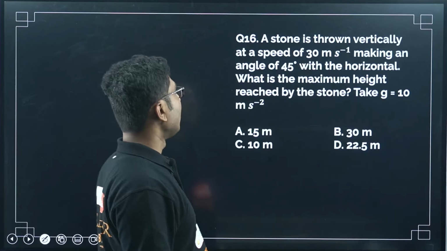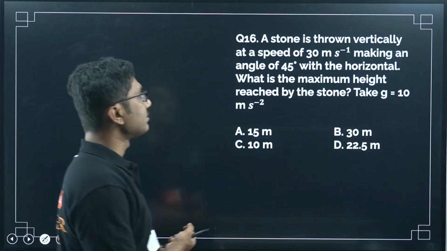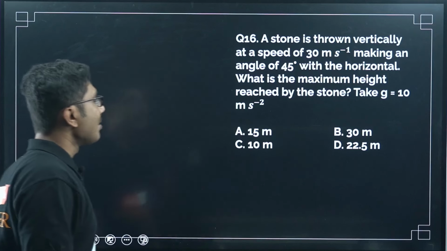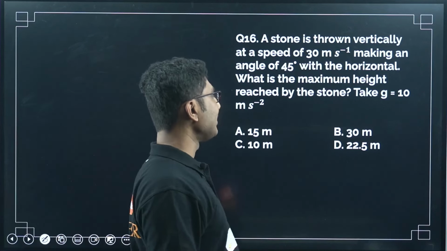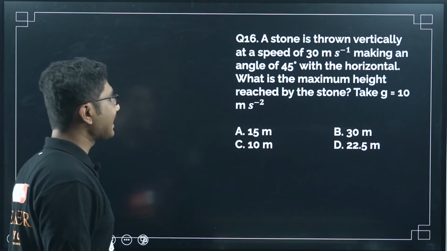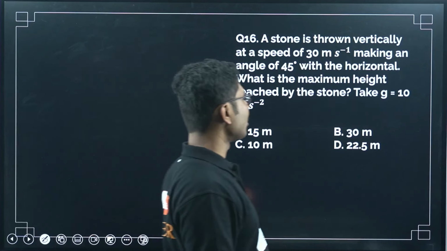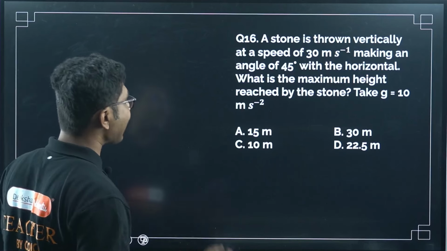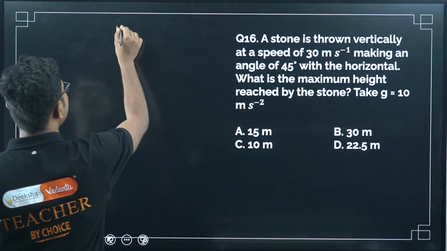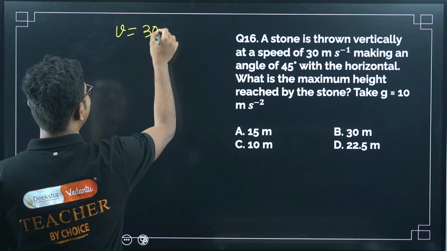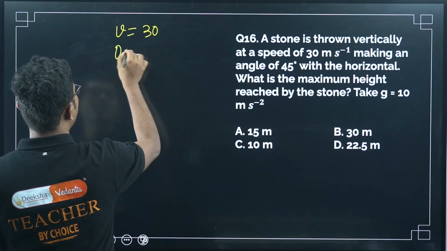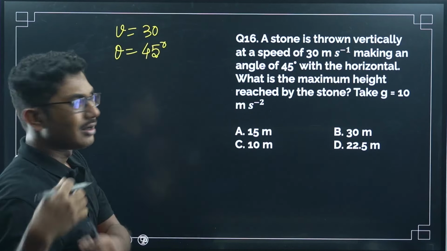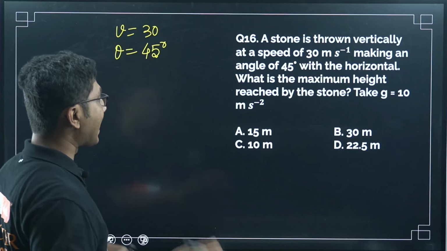Now last question. A stone is thrown vertically at a speed of 30 meters per second, making an angle 45 degrees with the horizontal. What is the maximum height reached by the stone? Take g is equal to 10 meters per second squared. Very simple question, direct question. Initial speed is given 30 meters per second. Angle of projection is given 45 degrees and they have asked you the maximum height.